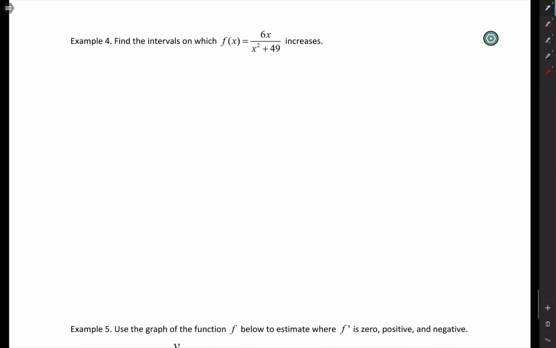Find the intervals on which this function is increasing. All right, what rule do I have to use? Quotient. First, before we do anything, do I have any vertical asymptotes? We don't, because the denominator will never be 0. Notice it's x squared. No vertical asymptotes.